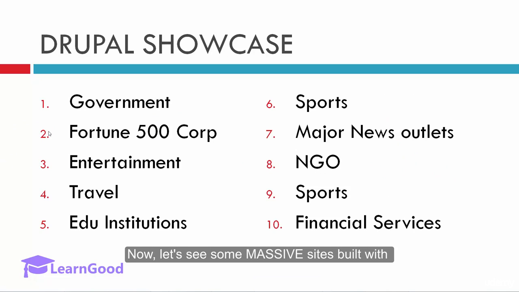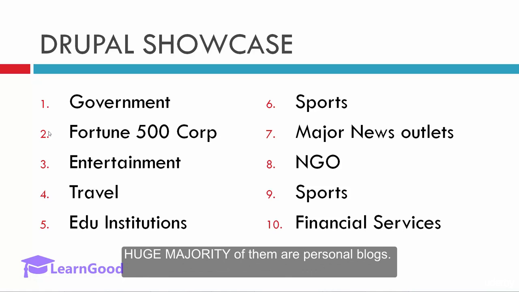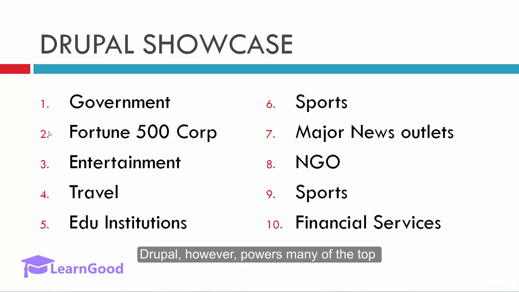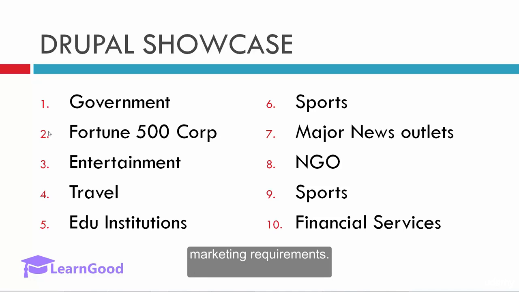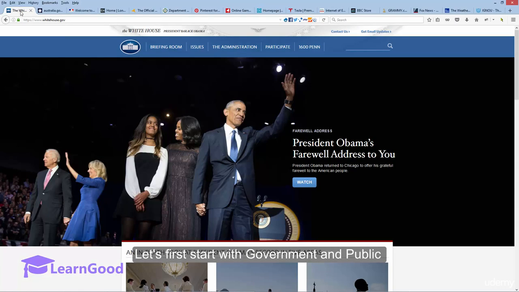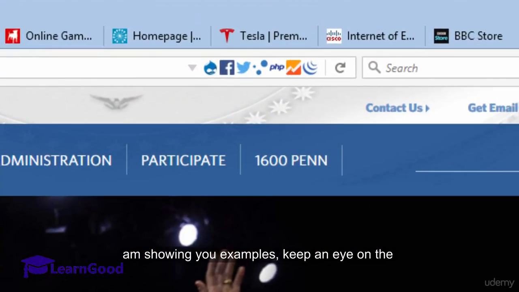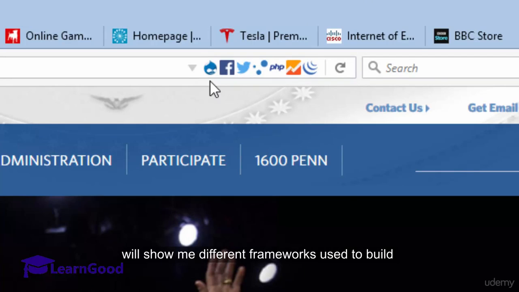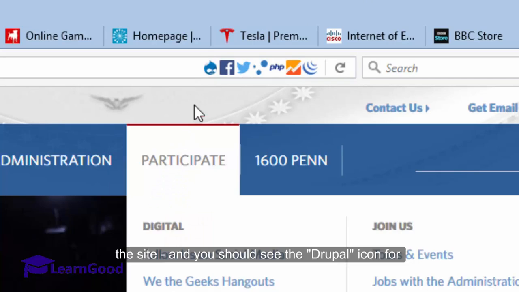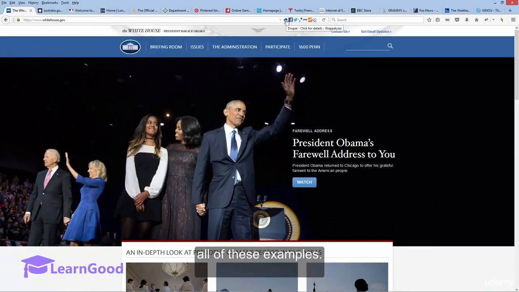Now, let us see some massive sites built with Drupal. Even though WordPress powers the highest number of websites in the world, the huge majority of them are personal blogs. Drupal, however, powers many of the top websites of the world in terms of transactions, visitors, page views, security, extensibility, and marketing requirements. Let's first start with the government and public sector sites which are powered by Drupal. As I am showing you the examples, keep an eye on the browser's address bar. I have a tool installed that will show me different frameworks used to build the site, and you should keep an eye on this Drupal icon for all of these examples.